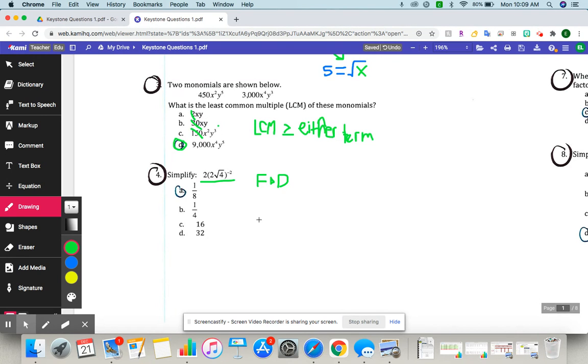Now, if you want to break this down, we could simplify. So first, 2 times the square root of 4. Well, the square root of 4 is 2. So 2 times 2 is 4. And then 4 to the negative second power. Now, remember, 4 to the positive second would be 16. So 4 to the negative second would be 1 divided by 16. Or we could have simply said, 2 divided by 16. And then if we simplify that, we get the fraction of 1/8.